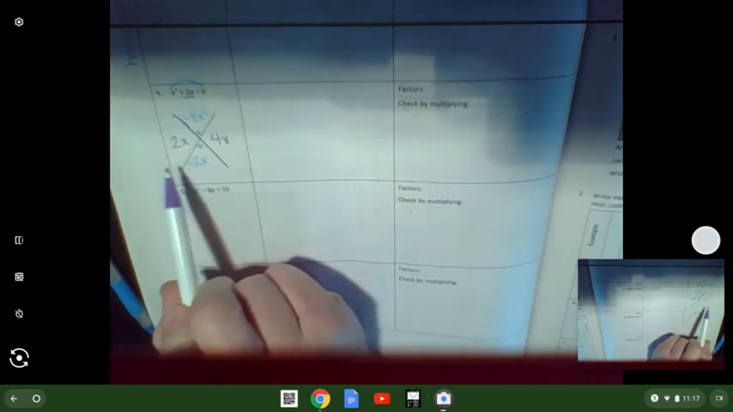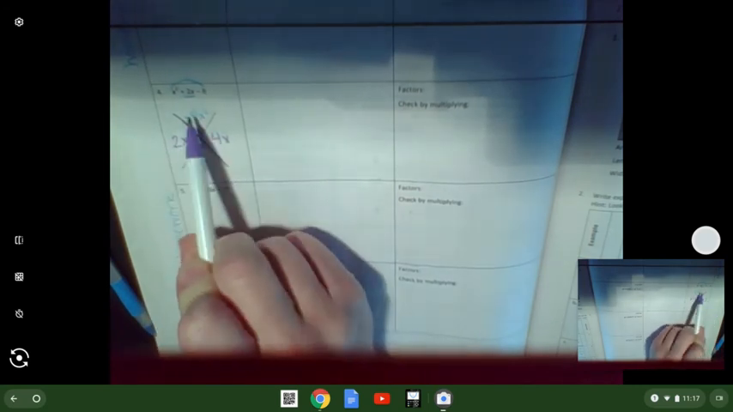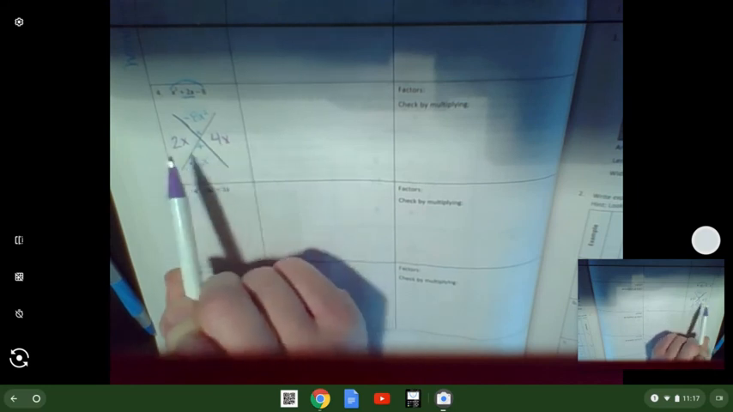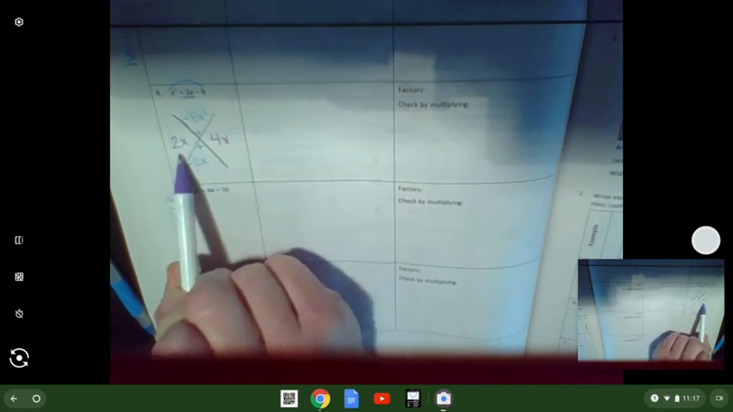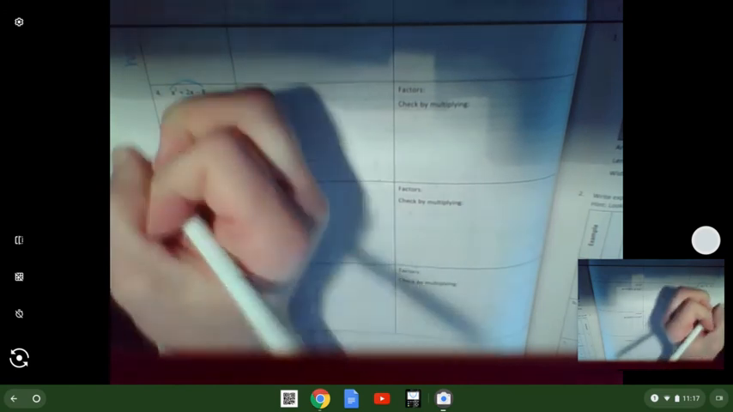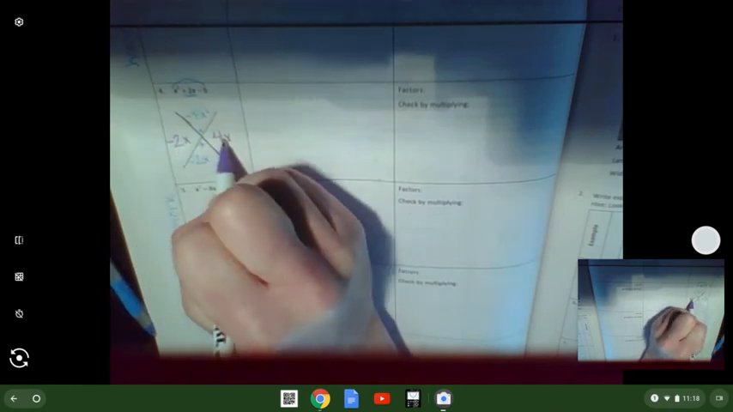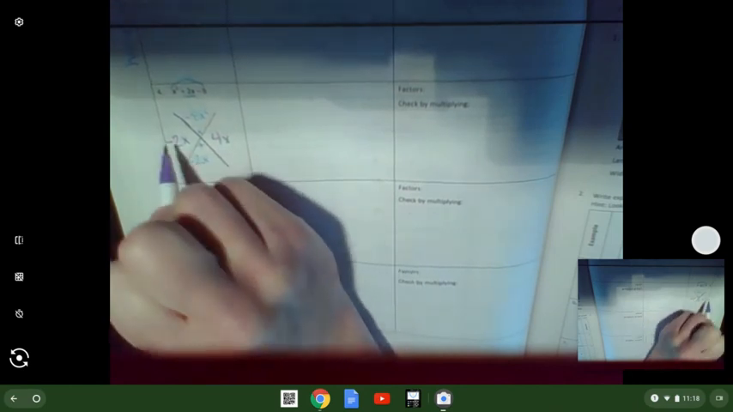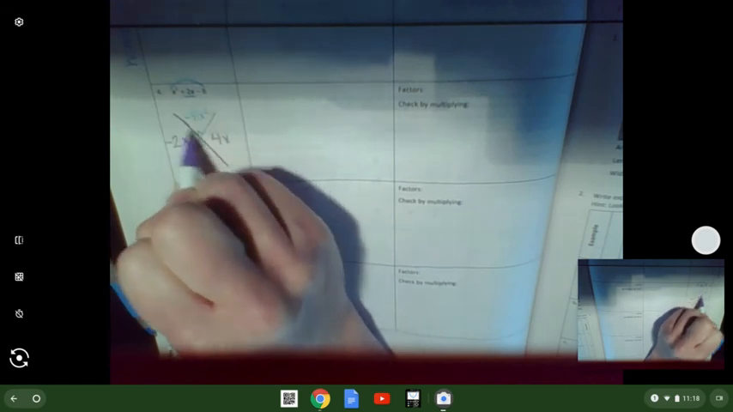But right now, 2 positives multiply to a positive. In order for me to multiply to a negative, I'm going to have to make one of these negative. But being really careful to know that once I make one negative, I still need to add to a positive 2x. So I'm going to put my negative on my 2. Negative 2x plus 4x is positive 2x. And negative 2x times 4x is negative 8x squared.